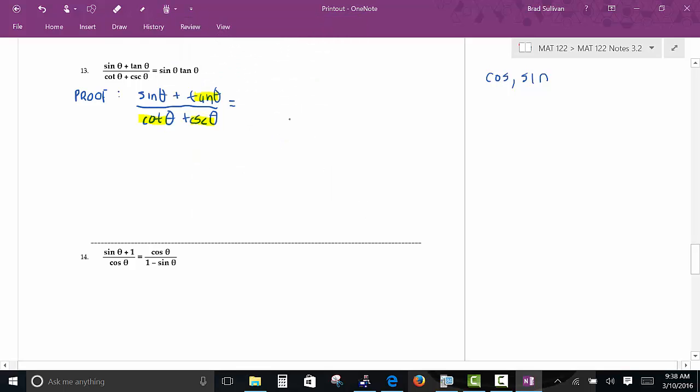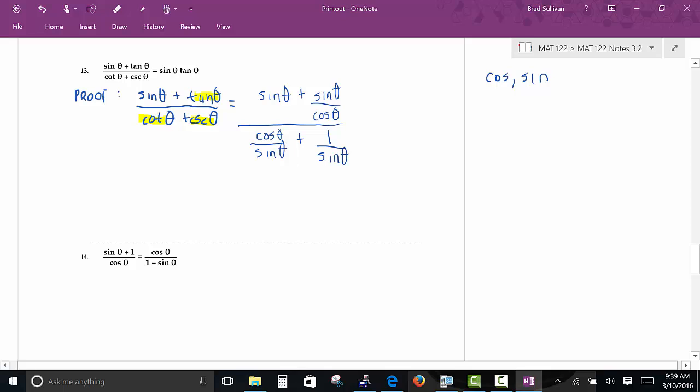Okay, so what is the tangent equal to? What's an identity? It's sine over cosine. Yeah, we're making this a little more complicated looking, but that's okay. Eventually it's going to simplify out. And then the bottom, what's the cotangent? That's cosine over sine. And the cosecant is 1 over sine.